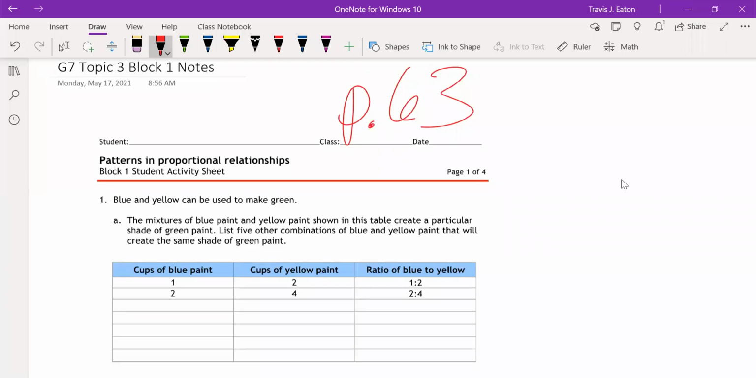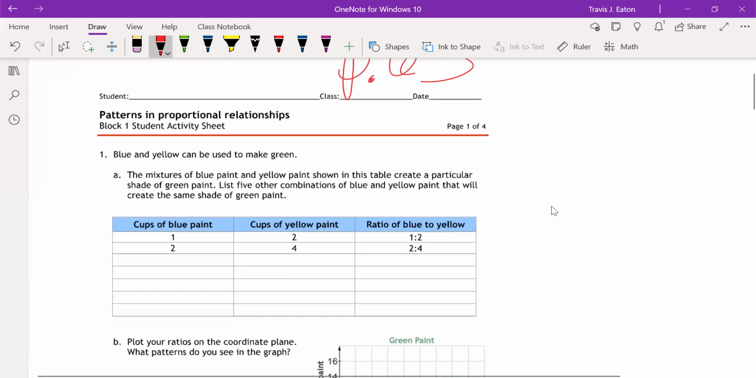Okay, so the last couple of blocks in Agile Mind, we have been talking about ratios and rates and unit rates and proportions and constant proportionality. Now, we're going to take all of that information because we need to do all that so we can do what we're going to do now, and that is dealing with patterns in proportional relationships. So we are on block one in your book on page 63. And in the OneNote, it's page 1 of 4, and that should be in your class notebook.